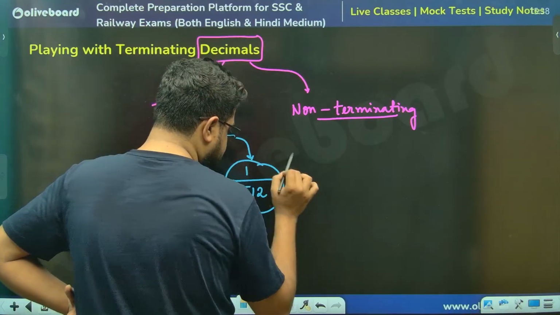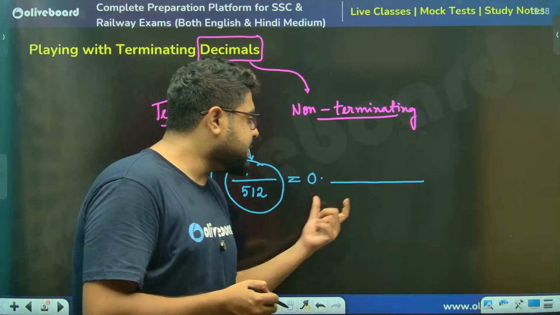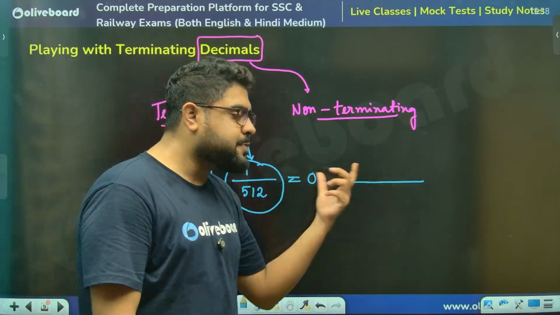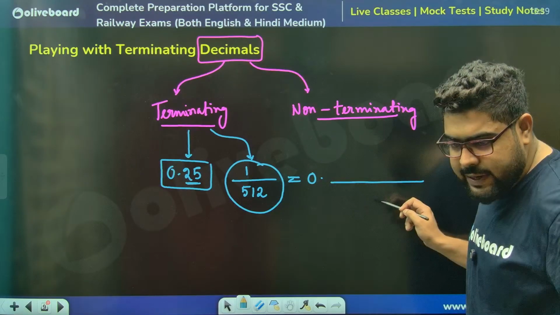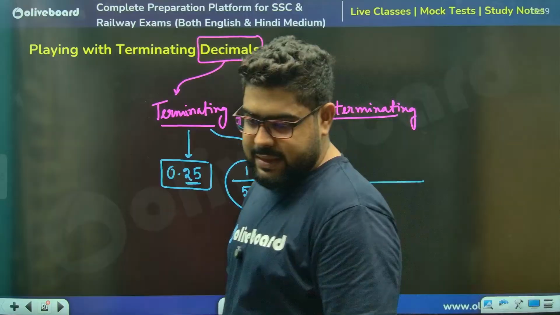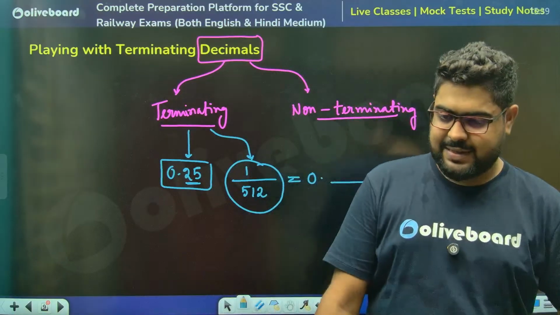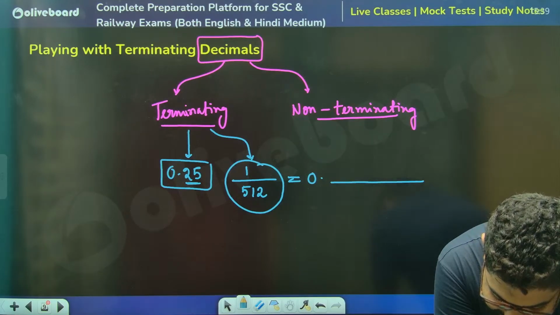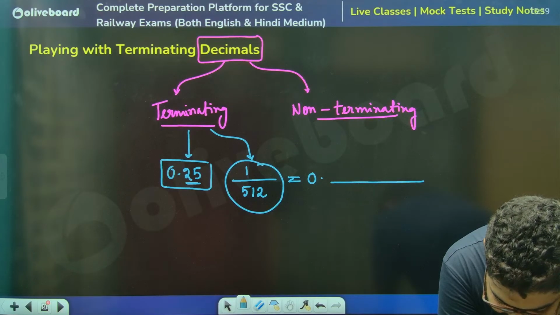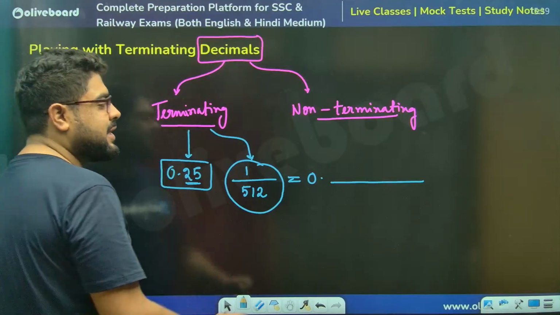Can anyone tell me, if I convert this into 0 point something, a decimal, how many places after the decimal sign it will have? Anyone, please. Reena is saying 9, Ashish is saying 9. Everybody agrees with them? Yes, both of them are correct. There will be 9 digits.